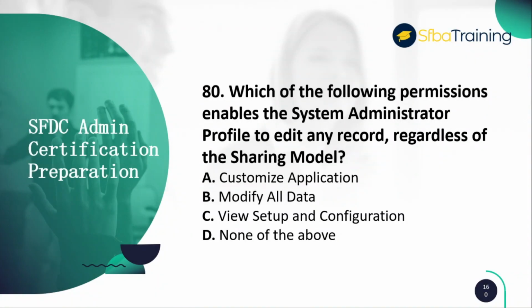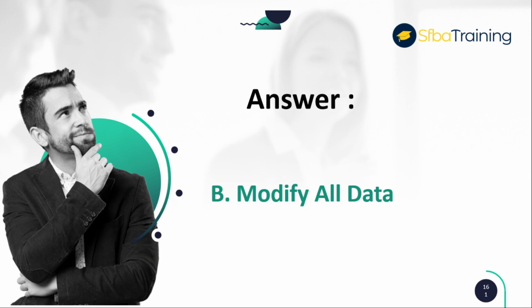Number 80. Which of the following permissions enables the system administrator profile to edit any record, regardless of the sharing model? A, customize application. B, modify all data. C, view setup and configuration. D, none of the above. The answer is B, modify all data.